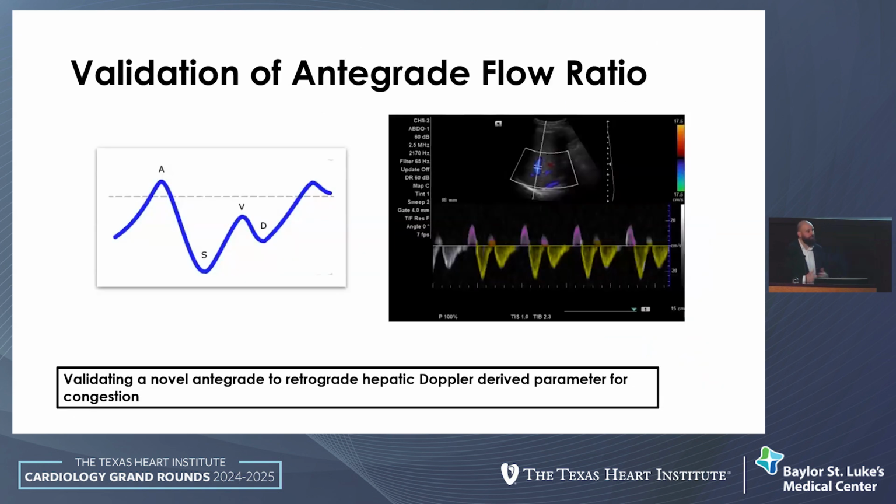And also, a little more novel here is that forward flow is always good flow. We're trying to validate a novel tool where we look at the area under the curve and compare antegrade to retrograde flow and develop a scoring system to help us decide which patients may need diuresis and which ones do not.